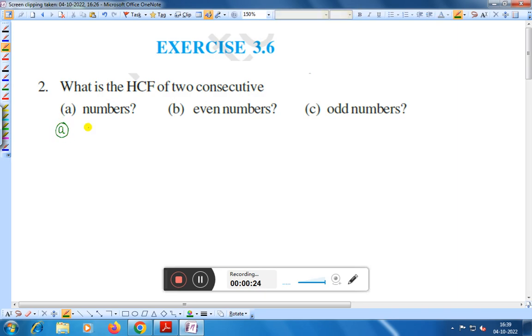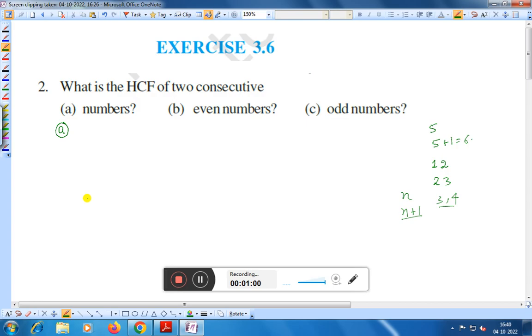Now, what is a consecutive number? Consecutive numbers means, suppose the number is 5, then the next number will be 5 plus 1, that is 6. These are consecutive numbers. Or you can say that consecutive numbers are 1, 2, and two consecutive numbers are 2 and 3. Next is 3 and 4. These are consecutive numbers. Consecutive number means suppose there is a number n, then the next number will be n plus 1. That is consecutive numbers.